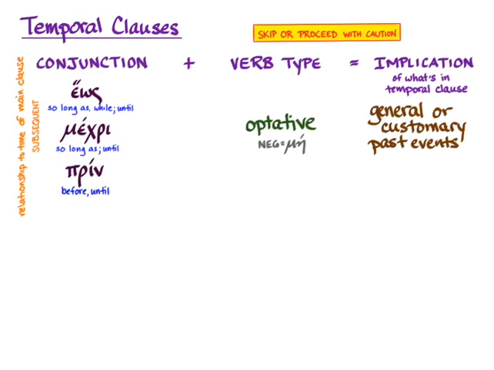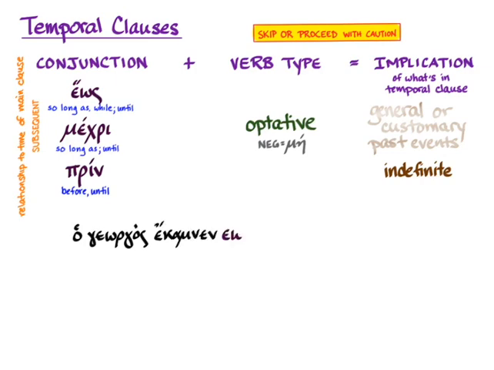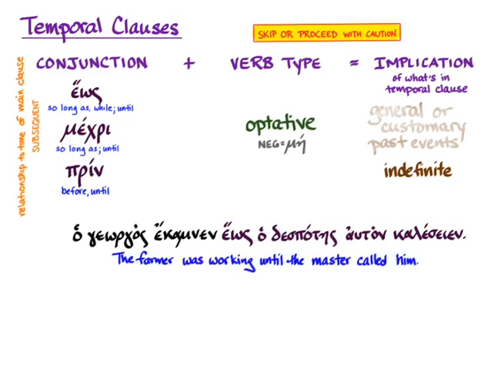Here, these conjunctions, subsequent conjunctions with the optative, tend not to mean general or customary events in the past, but might mean something where the result is indefinite, where the speaker doesn't know what's going on. So, for example, ho georgos ekamnen heos ho despotes auton kalesein, which we could translate as, the farmer was working until the master called him. We're not sure if the master ever showed up, but that's the indefiniteness.